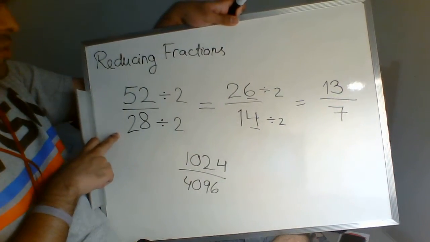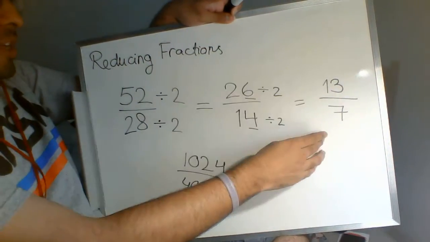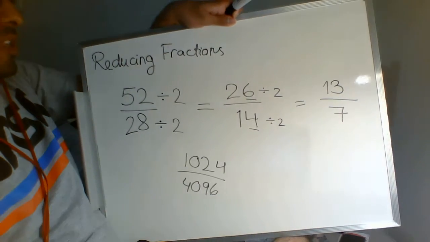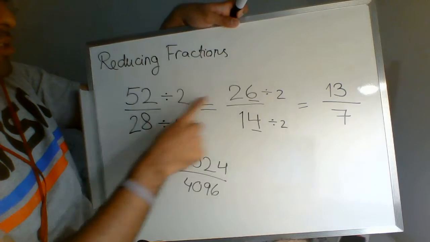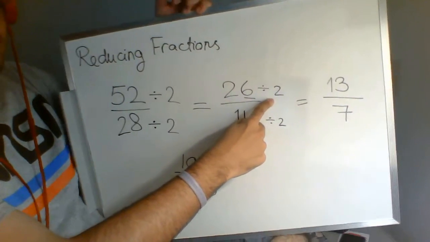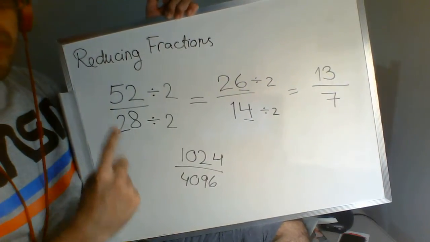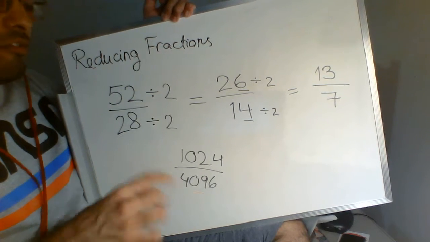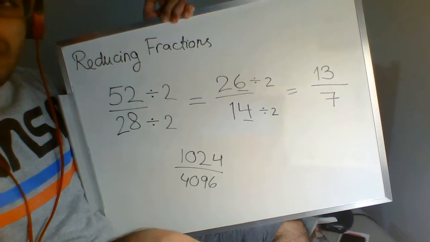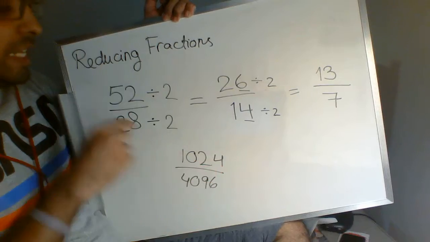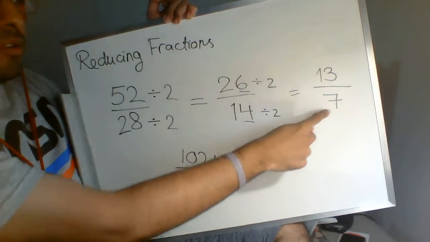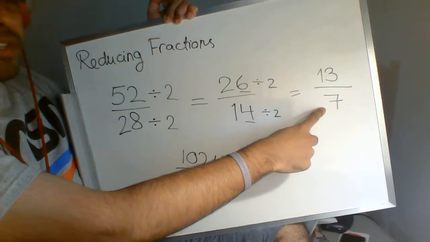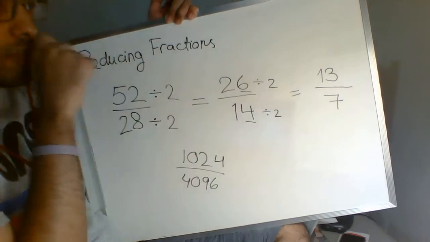We took this 52 over 28 and we chopped it down to 13 over 7. And so ultimately what we really did was we divided by 2 and then divided by 2 again. So effectively we have divided both the numerator and denominator by 4. And so we got 52 divided by 4 gives us 13, and 28 divided by 4 gives us 7. So that gives us that fraction over there.